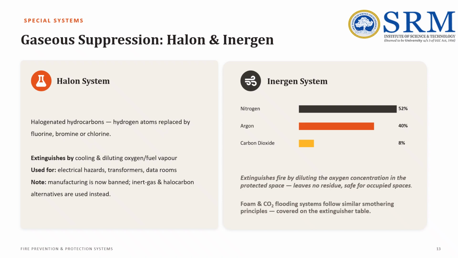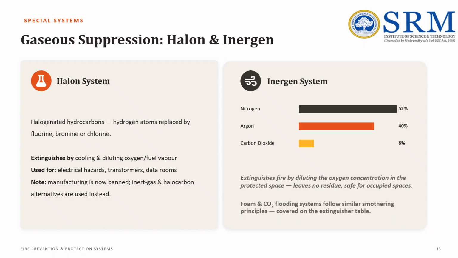Gaseous suppression. Certain areas cannot be protected using water because water damages sensitive equipment. In such locations, gaseous suppression systems are used. Halon systems were widely used for electrical rooms, computer centers, and aircraft because they extinguish fire rapidly without leaving residue. However, halon damages the ozone layer and is now banned in many countries.